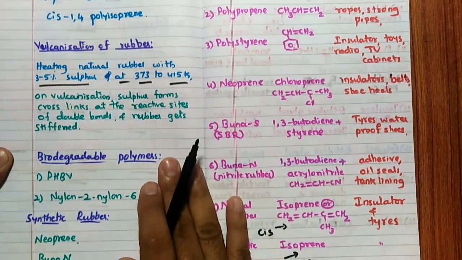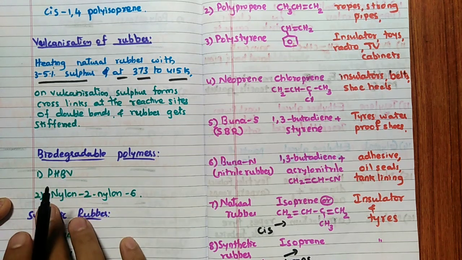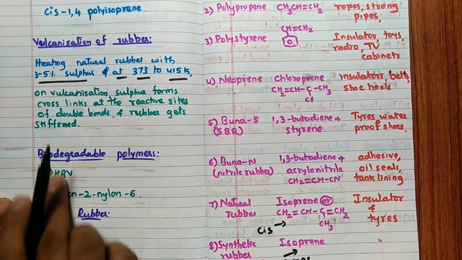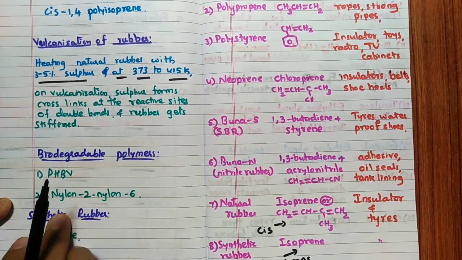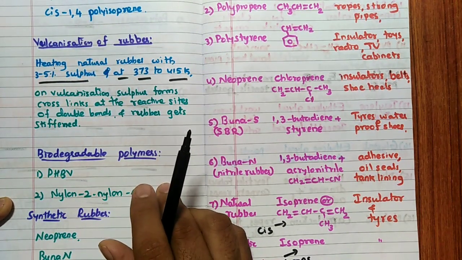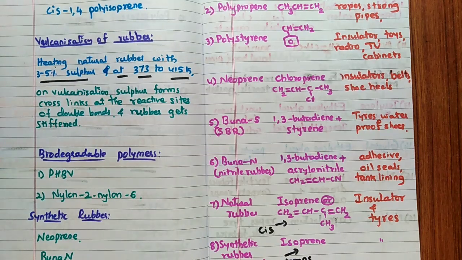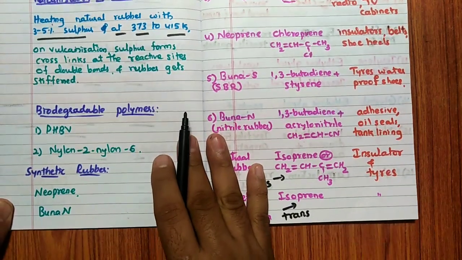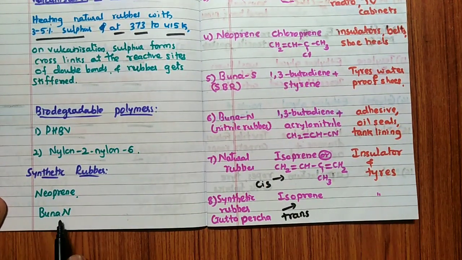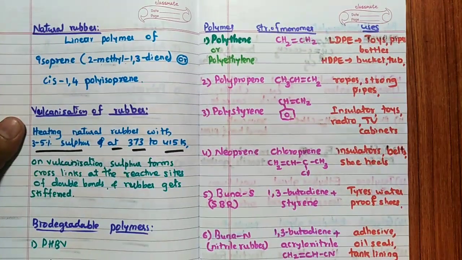Then biodegradable polymers, remember PHBV. Then nylon 2-nylon 6, these two you remember. Starch and cellulose are also biodegradable polymers. But in the polymers chapter, the biodegradable polymers we are going to discuss are PHBV and nylon 2-nylon 6. Then synthetic rubbers are two: one is neoprene, another one is Buna. Neoprene and Buna. For all these I will give you the polymer and the structure of the monomer now.